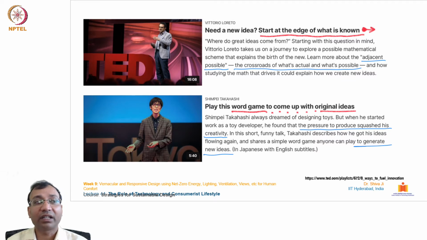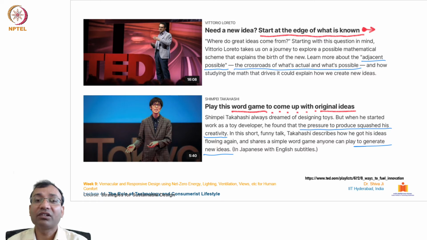Well, he had this interest in designing toys, to be a toy designer. But the pressure of producing more and more and becoming part of this earning game, he experienced derailment from exploring new ideas. That is what he has shared over here.